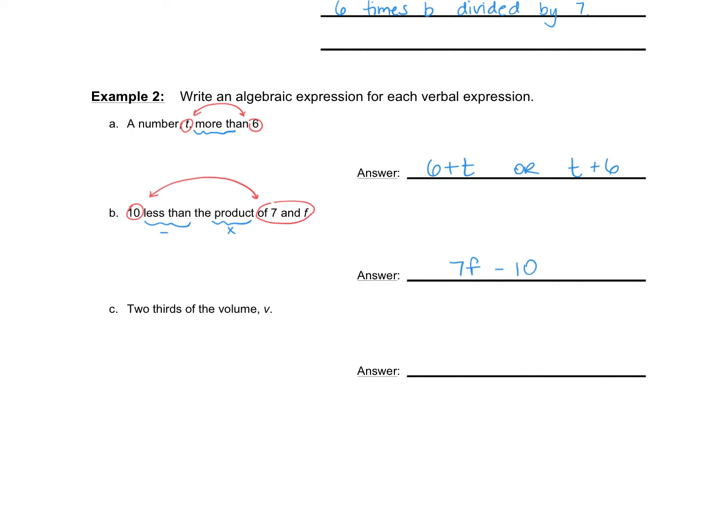All right, for the next one, it says 2/3 of the volume V, and that word of actually represents multiplication. So what that would represent, as it says, is multiplication. So 2/3 times V, or just 2/3 V.